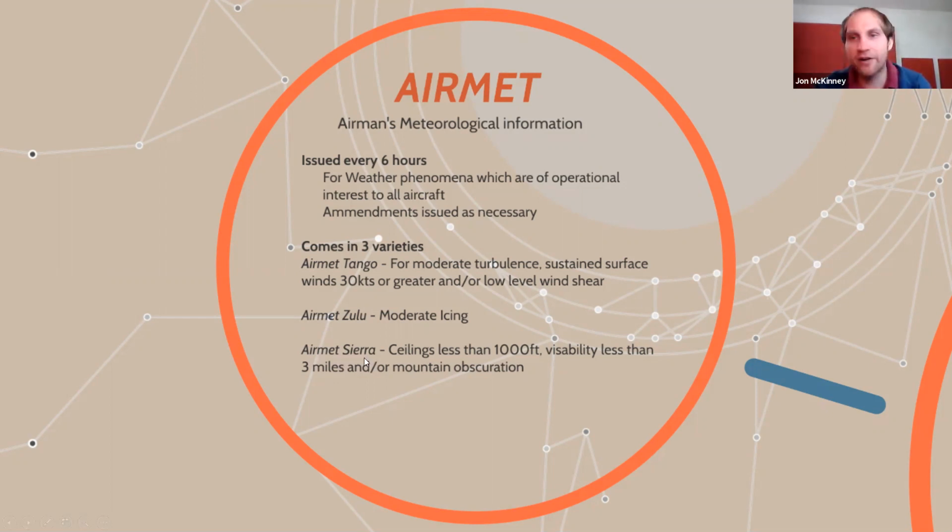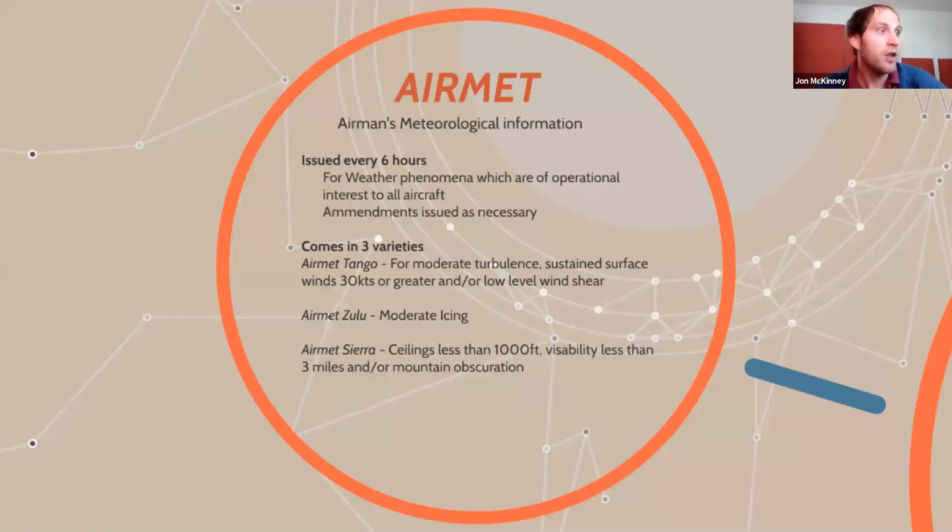AirMet Sierra. This is our last AirMet that we're going to speak about. S for Sierra. Think about S Sierra like you can't see out the window. S-E-E, you can't see. So why would AirMet Sierra get issued? Well, it's because it's IFR conditions out there. IFR, instrument flight rules. You need an instrument rating because you can't see.